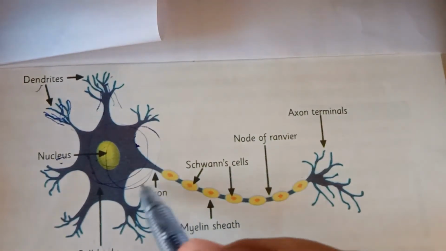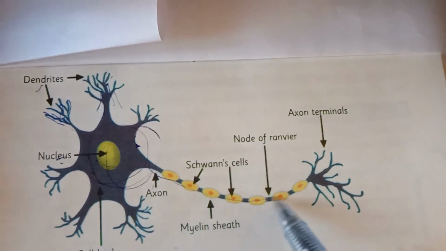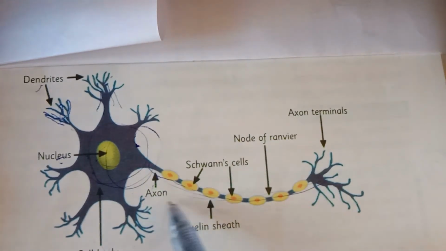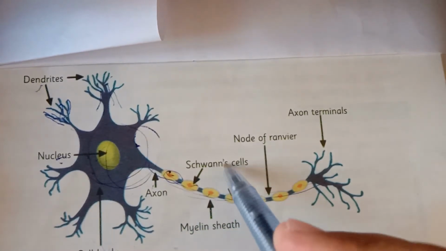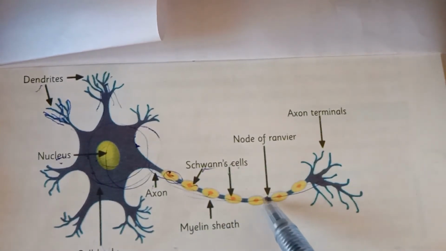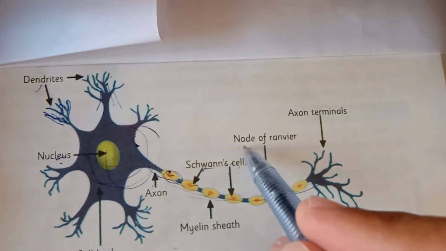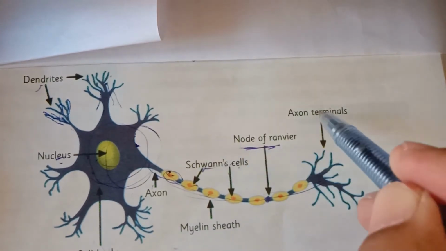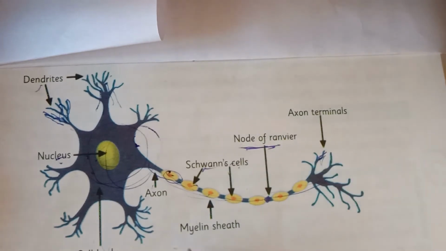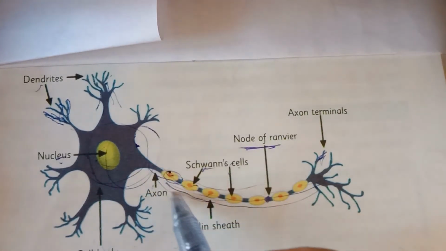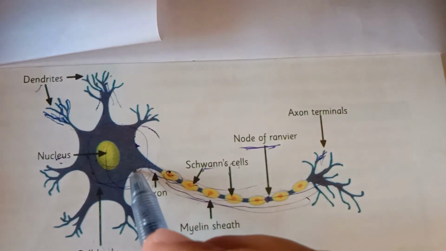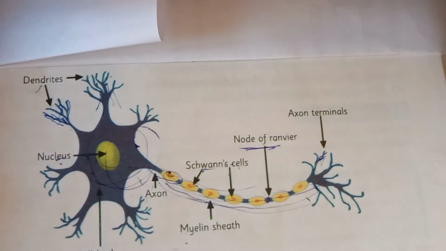And this is the axon, the long rope-like structure. It consists of small cells. These small cells are called Schwann cells, and the gap present between two Schwann cells is called node of Ranvier. These are the axon terminals, and the myelin sheath. This is the cover which protects the whole body of the axon. Axon carries impulses away from the cell body.